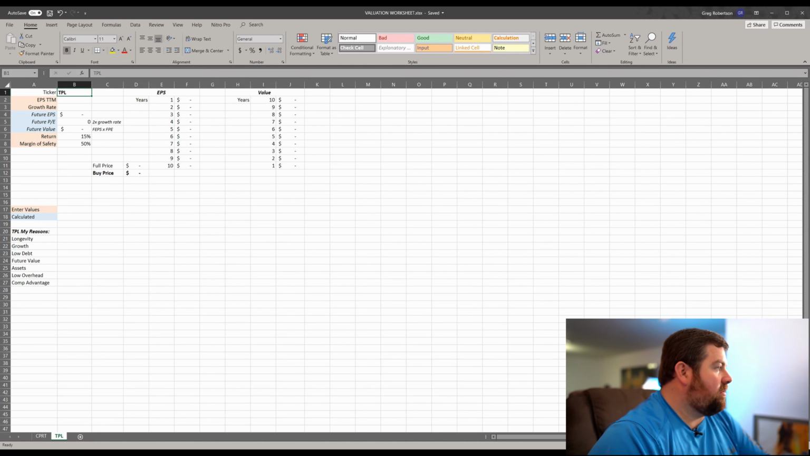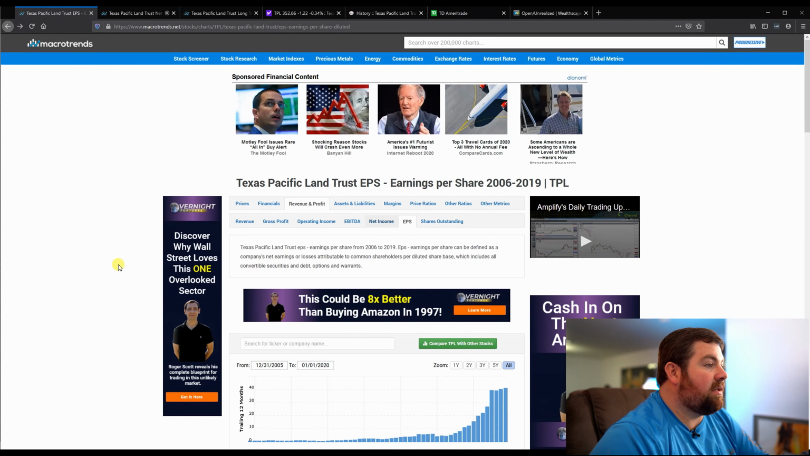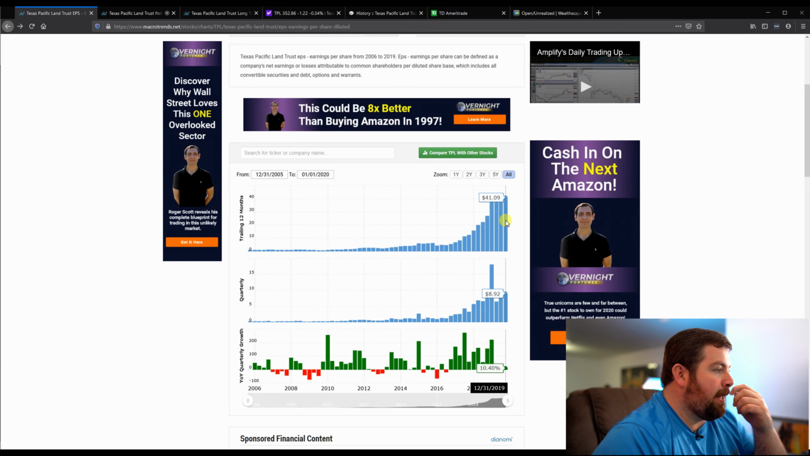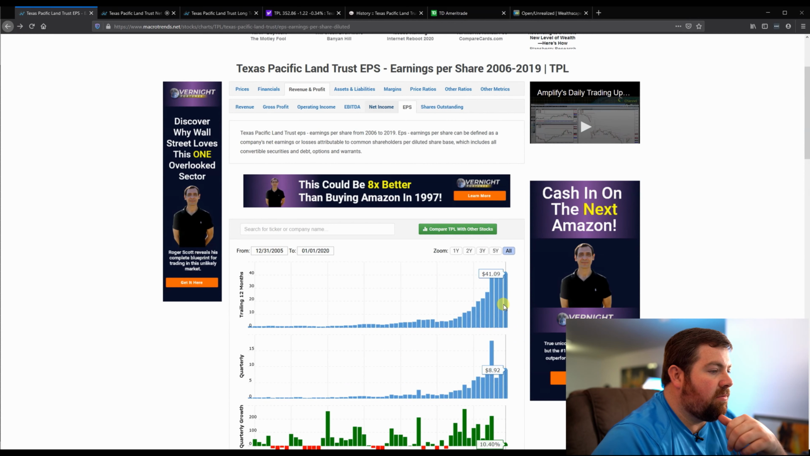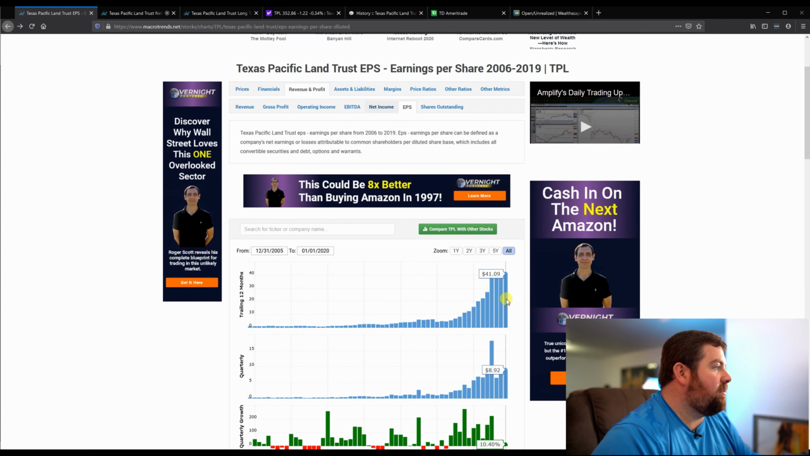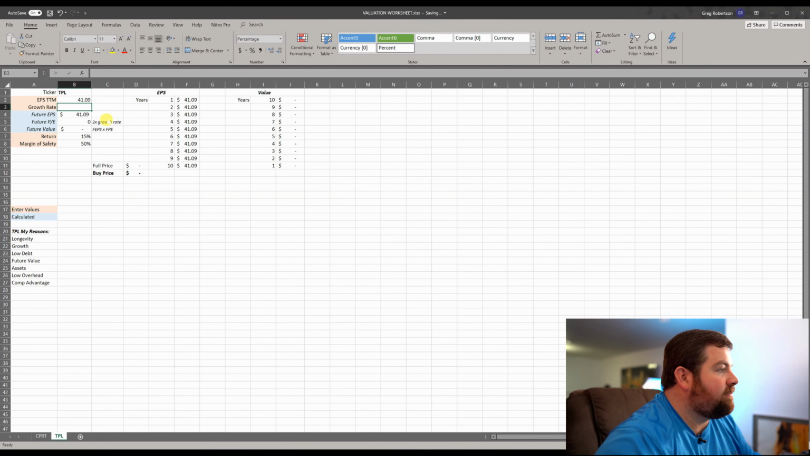So what you want to do is, just like before, find earnings per share trailing 12 months. I don't know why that's so hard for me to say. If we go here to macrotrends.net, I already had it brought up, but you just go to revenue and profit, earnings per share trailing 12 months is, what did that say? 41.09. So we put that in there.